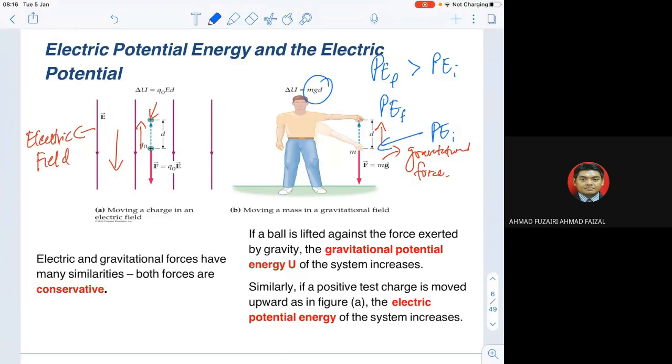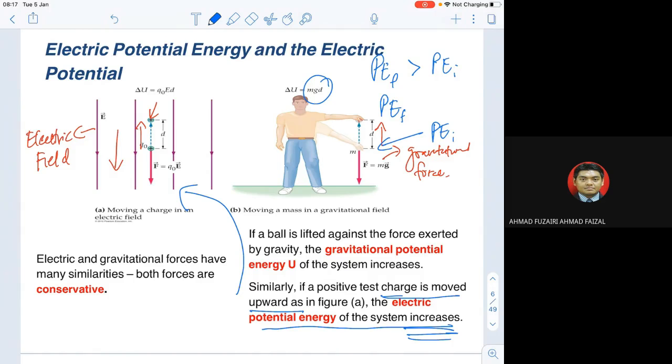When we bring something up against the gravitational force, or against the electric field, we can make the potential energy become greater. So if a positive test charge is moved upward, as in figure A, we can say that the electric potential energy of the system is increased, because we move it against the electric field.